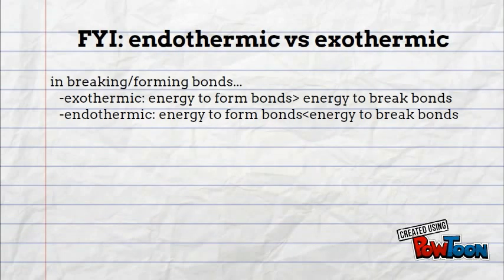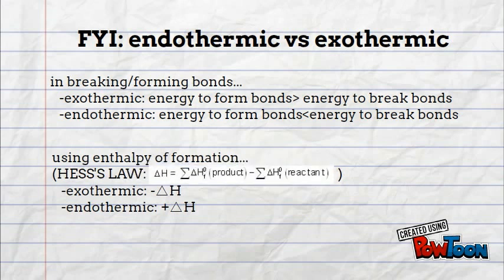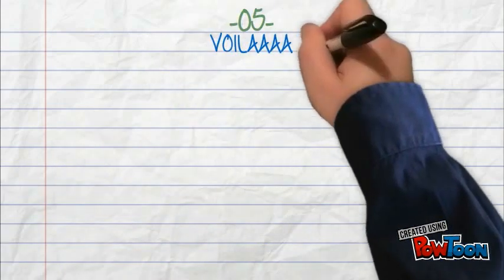You notice I've mentioned endothermic and exothermic a lot in this tutorial. It's because it's an important concept to know. In breaking and forming bonds, when energy to form bonds is greater than energy to break bonds, it is exothermic and vice versa. In enthalpy of formation using Hess's law, when change in enthalpy is negative, it is exothermic and vice versa as well. Now, your spaghetti is finished.